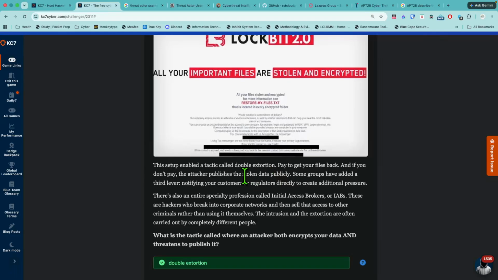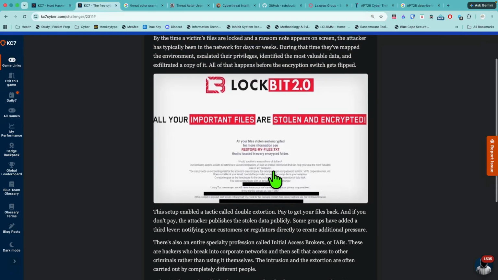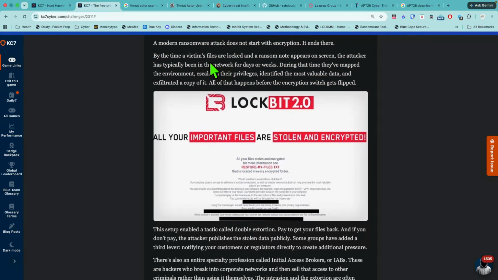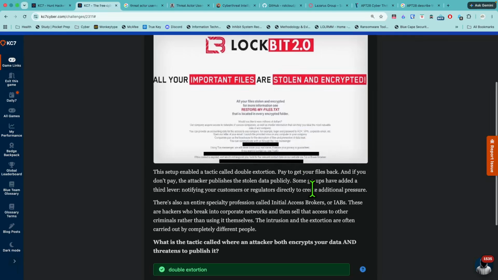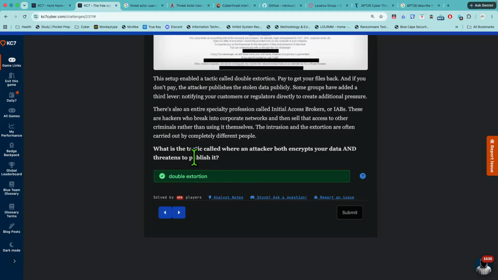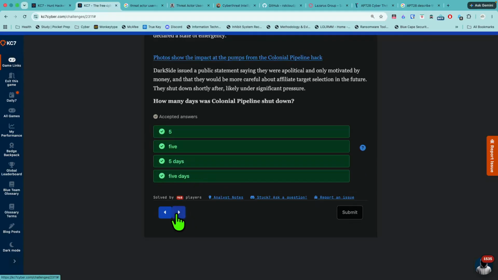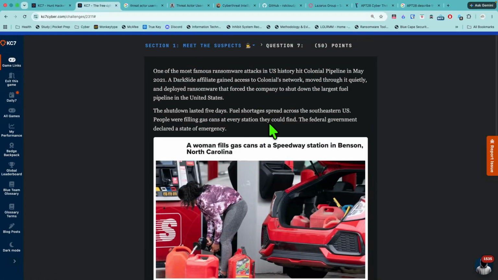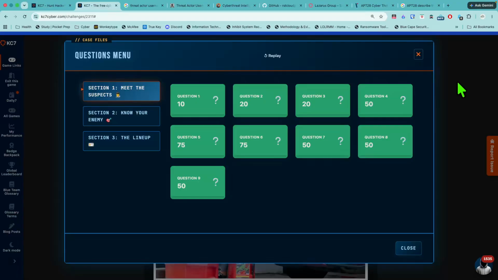So what the attacker will do is that first, they will encrypt your files, and then the attacker will threaten you because they will say, hey, if you don't pay us back, we're going to publish your stolen data publicly. So the answer is going to be double extortion. Awesome. All right. Question 7. Let's do this.